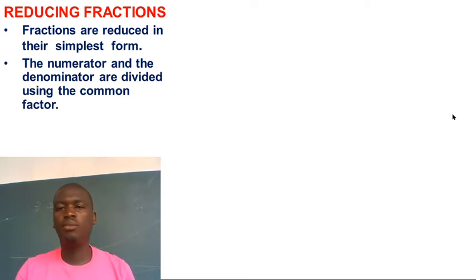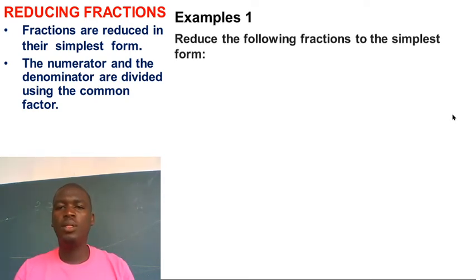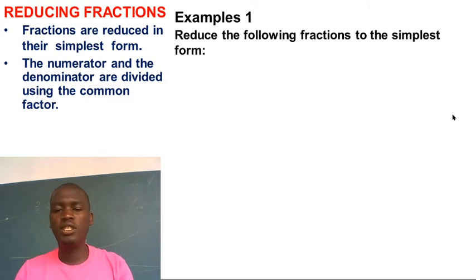Let's look at example 1. Reduce the following fractions to the simplest form. What is the meaning of the word simplest? It comes from the word simple. The simplest is that which you can no longer reduce. That is your last point. So let's have it. This is it.